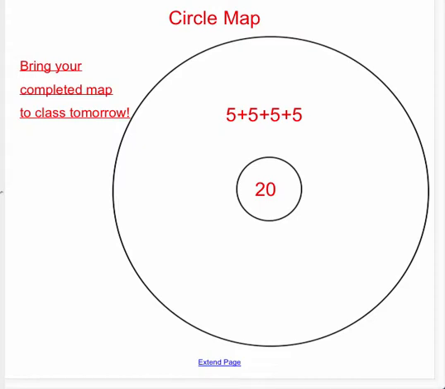You need to draw the 2 circles, and in the center circle you're going to put 20. And then in the space around that center circle, I would like you to write all the different names for 20 that you can think of. The example here that I've given you is 5 plus 5 plus 5 plus 5. When we add all those together, this is one name for 20. Your job, again, is to do as many names for 20 as you can think of, and then make sure you put your name on your paper because I would like you to turn this in tomorrow.